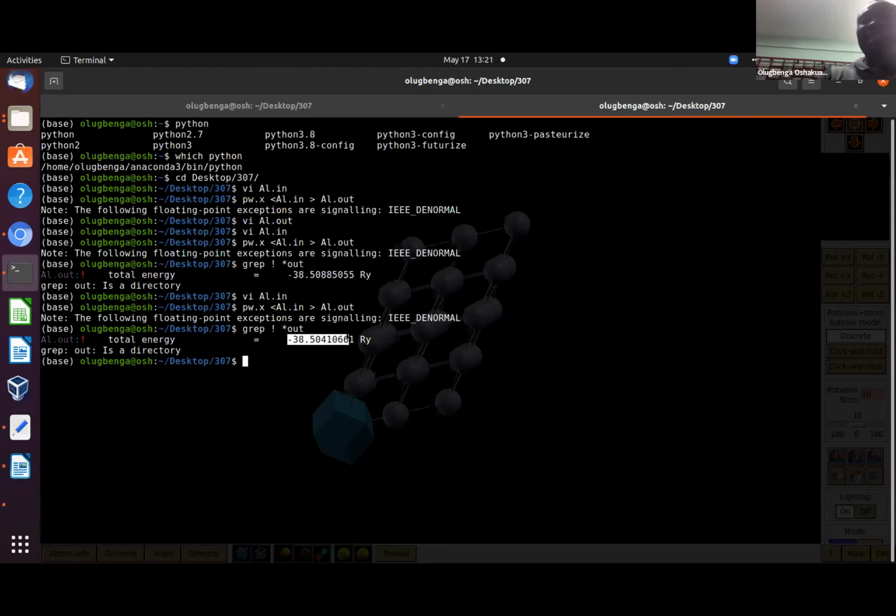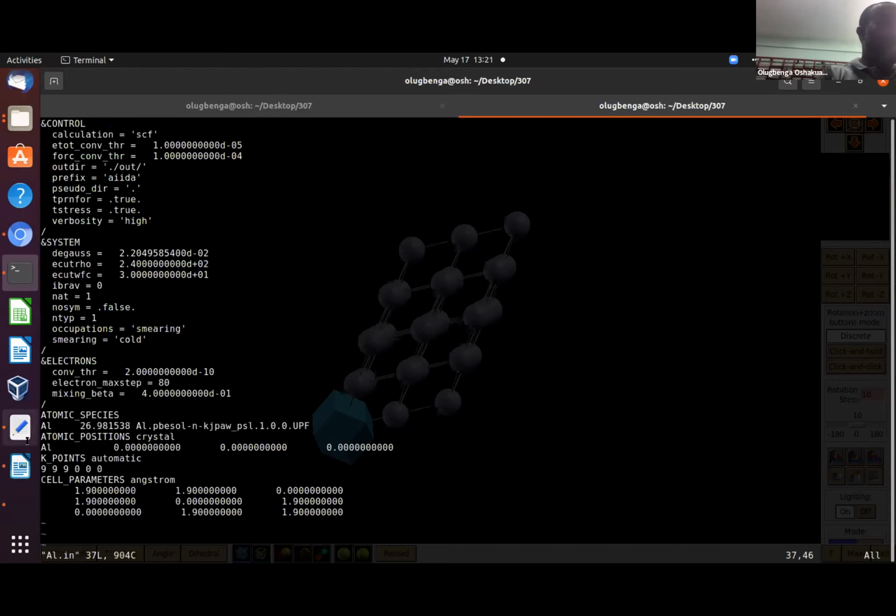-38.504 is larger than -38.513 we had initially. So that means that for the original input file, which has 2.02, yeah, 2.02 here is the optimal. So that is what this program does.